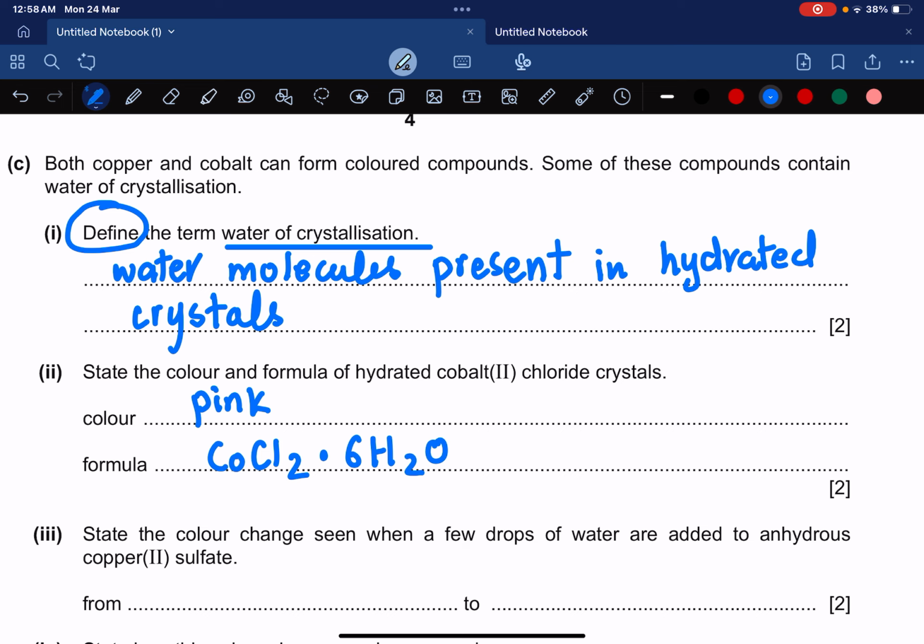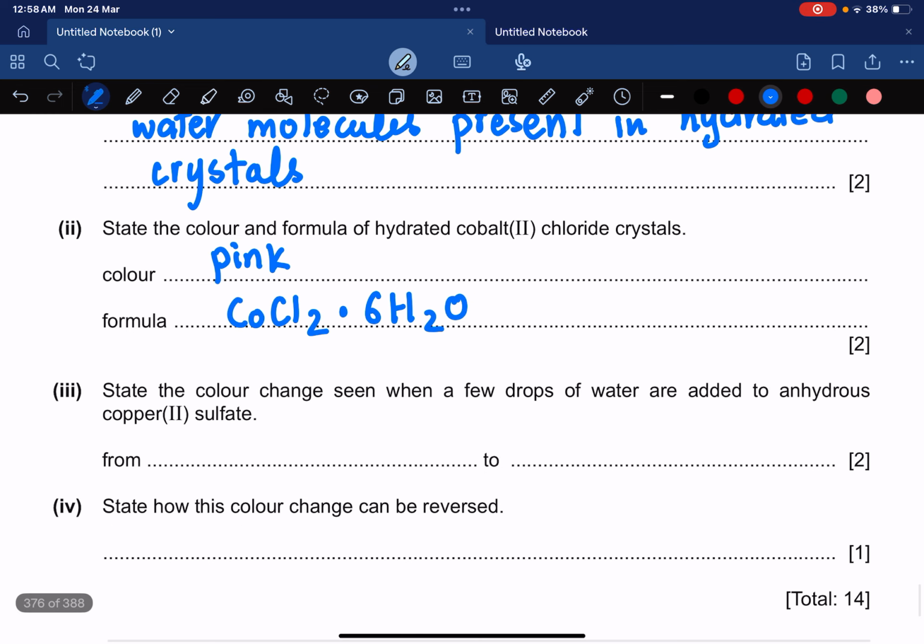These are things that are cramming based, ठीक है? You got to learn them. State the color change seen when a few drops of water are added to anhydrous copper sulfate. अच्छा, again, it's the same. Anhydrous copper sulfate is white in color, and when you add water to it, it turns blue in color, ठीक है?